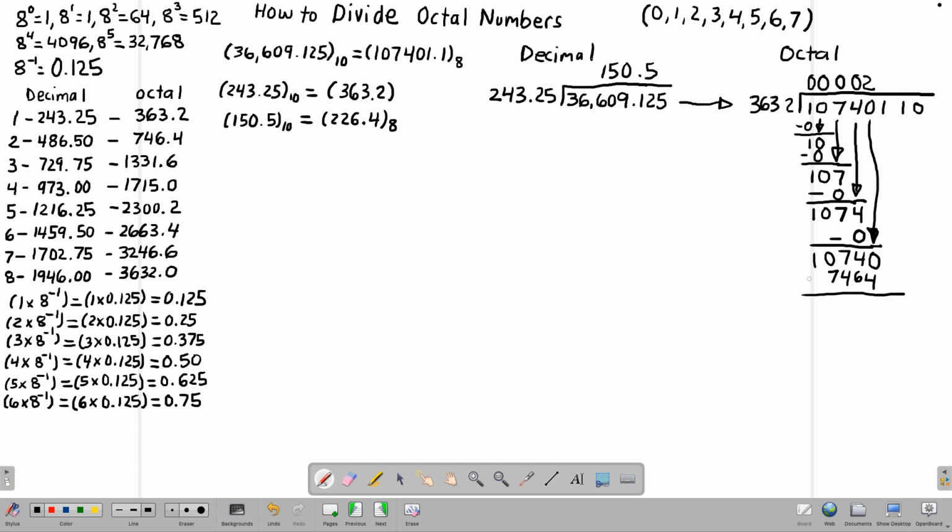Okay, so then when we subtract, let's go ahead and just put this out here so you can see how I got the value. So 10740 subtract 7464. And so when we subtract 4 from 0, it's going to produce a negative number. And that's something we don't want. So let's borrow. That's going to give us an 8 that goes here. And so 8 subtract 4, you get 4.